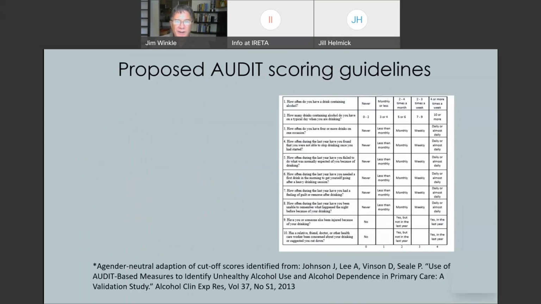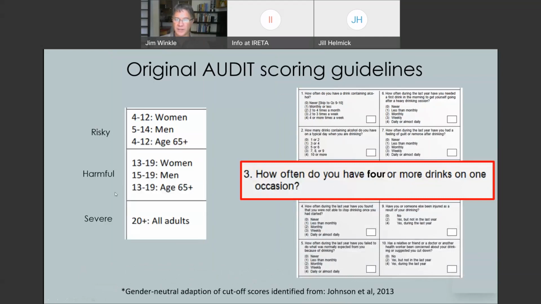So I don't know what to do about the AUDIT, because I think in the Fuente study, they used six drinks or more for question number three. And if you do use the AUDIT with that, use the cutoff of eight. That's what they recommended. If you use the AUDIT with four drinks on one occasion, maybe you can take these gendered categories away and just use four for everyone in risky and 13 for everyone in harmful. That's an idea I have. I'm not sure what to do, however, about the AUDIT.